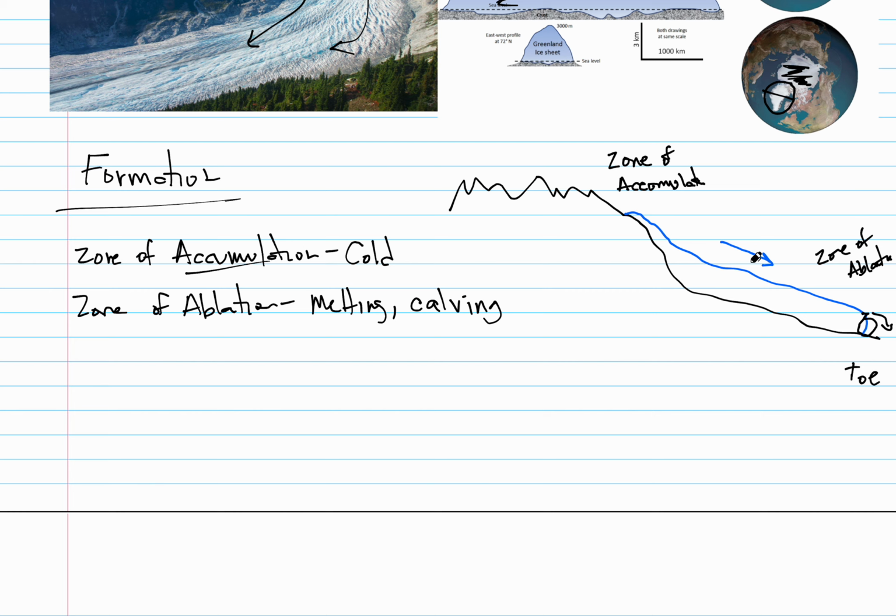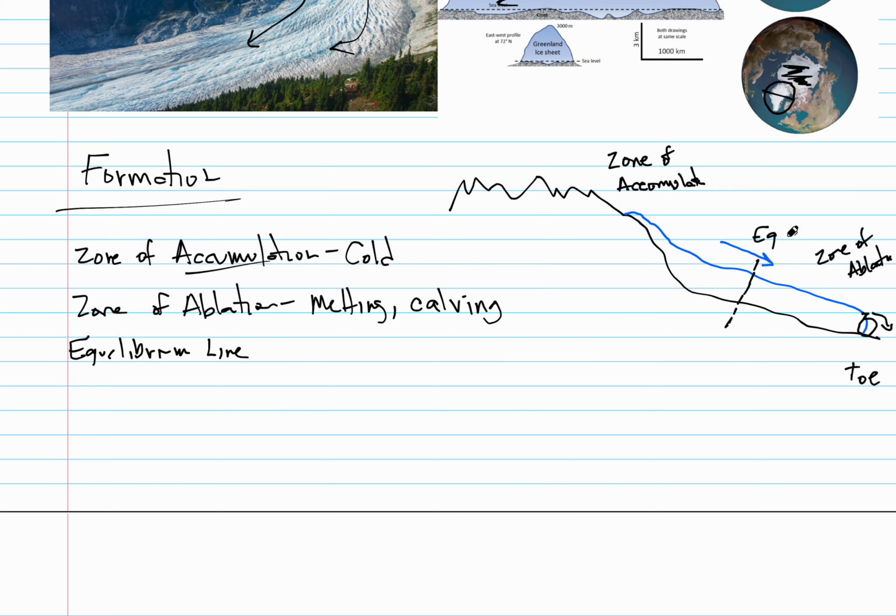There's another piece we should add here, and it's an equilibrium line. I'm going to add this here. I'm going to put EQ. These are how glaciologists talk about the formation of glaciers. So equilibrium line. And the equilibrium line is kind of the middle part. It separates the zone of accumulation from the zone of ablation.